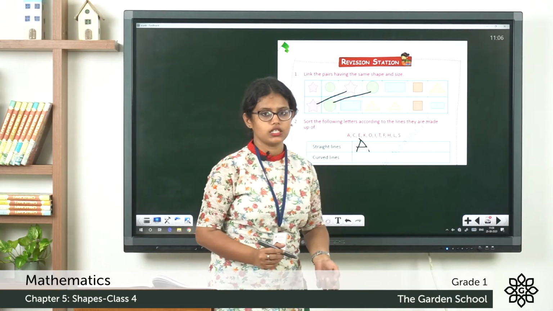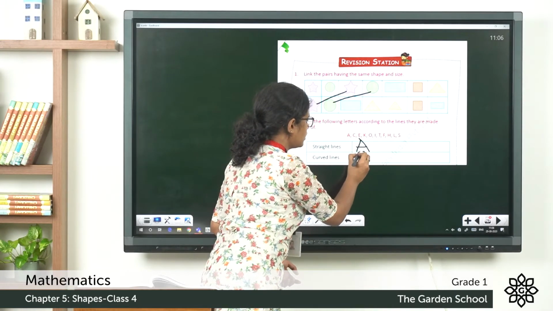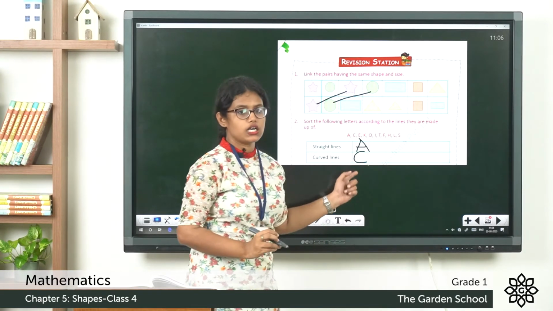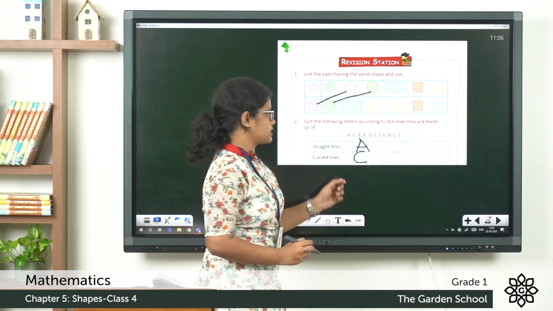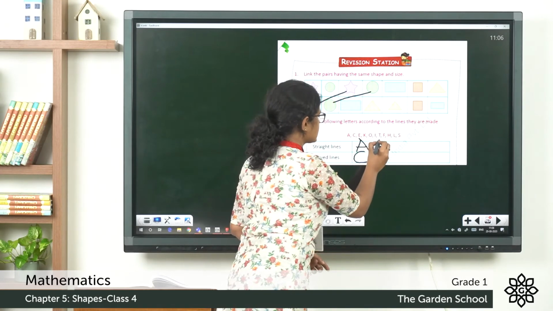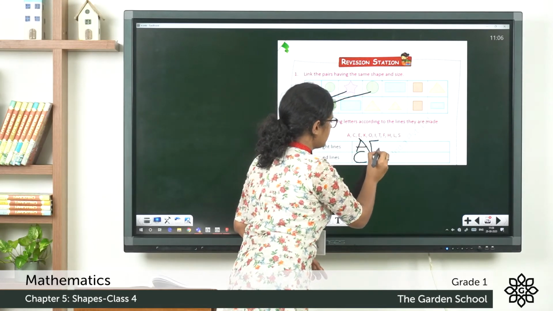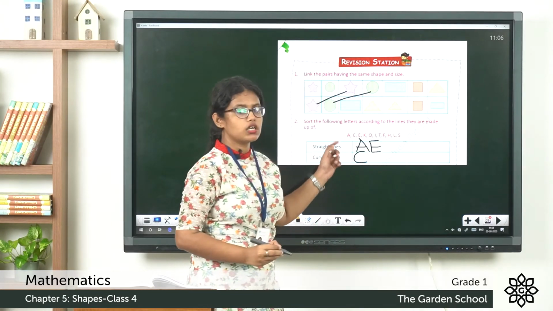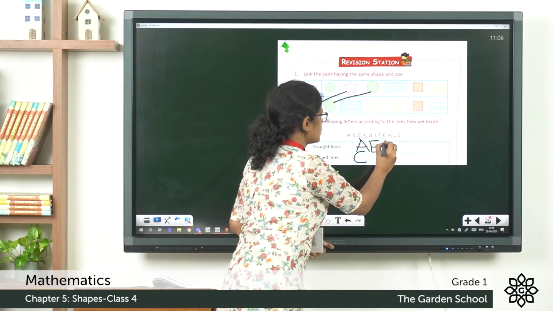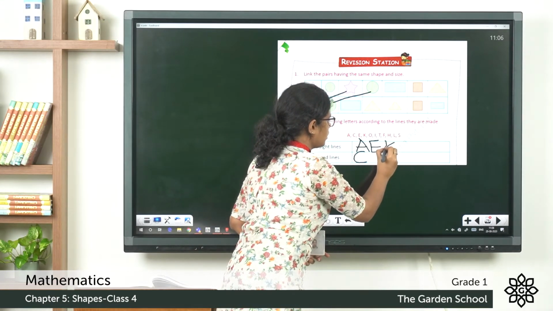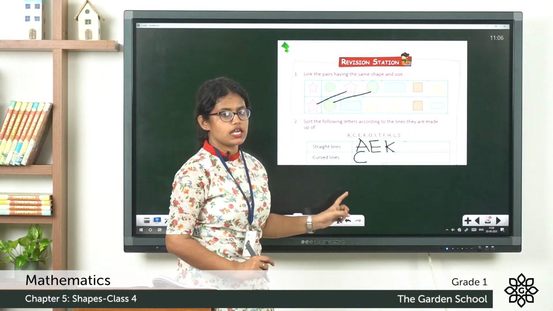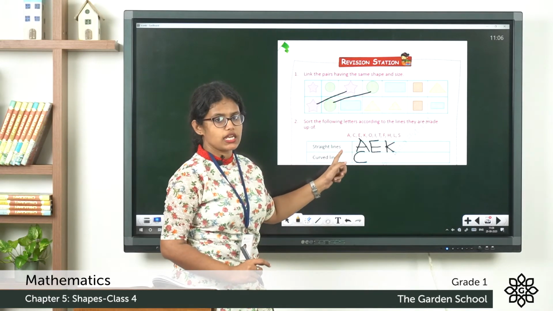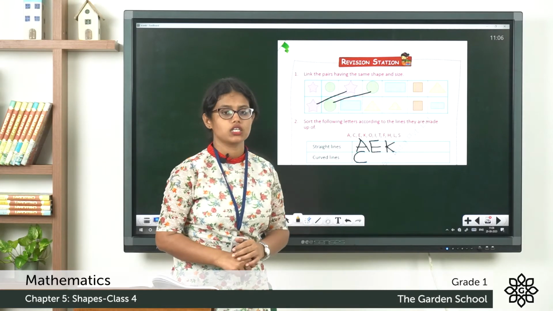What about C? Is that a straight line? No, it is a curved line. So, likewise, you have to sort all these letters. What about E? It is a straight line, right? E. What about K? It is also a straight line. So, likewise, you have to sort the letters and write them in the straight lines and write them in the curved lines.